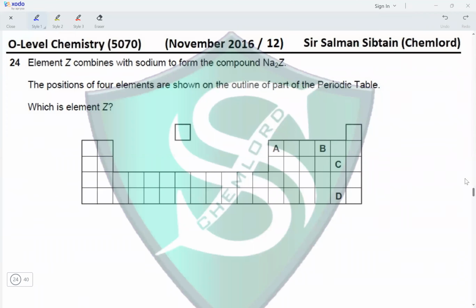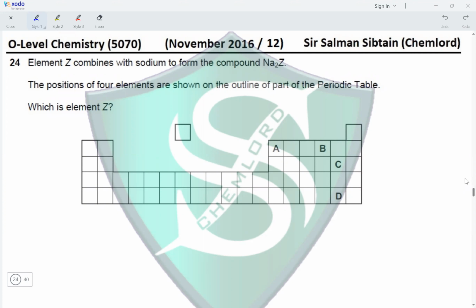Question 24. Element Z combines with sodium to form compound Na2Z. Okay, that means Z has a charge of -2 because there are two sodium ions attached to it. The position of four elements are shown on the outline of part of the periodic table, which is element Z.